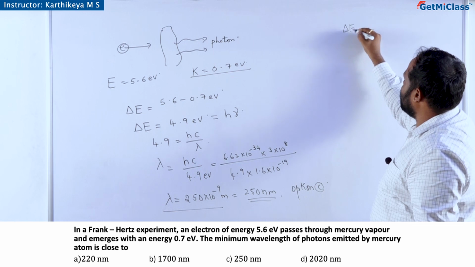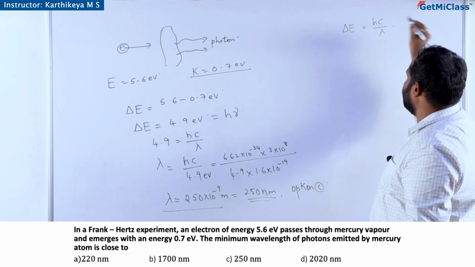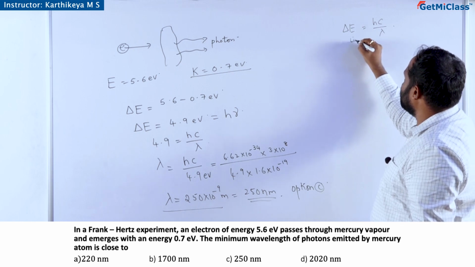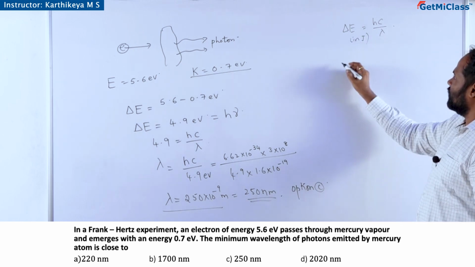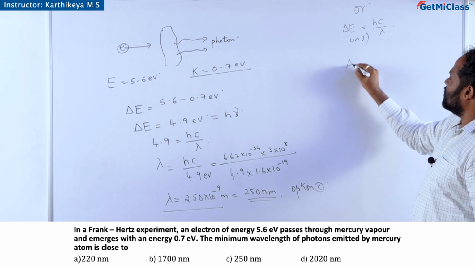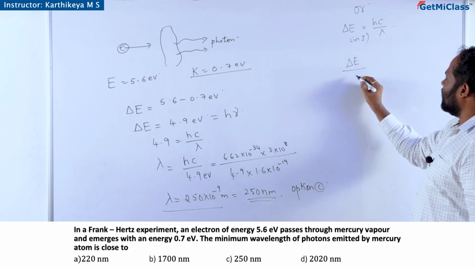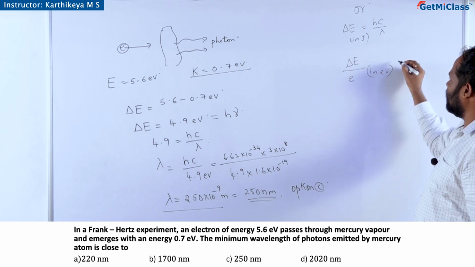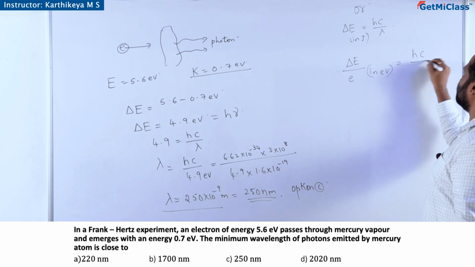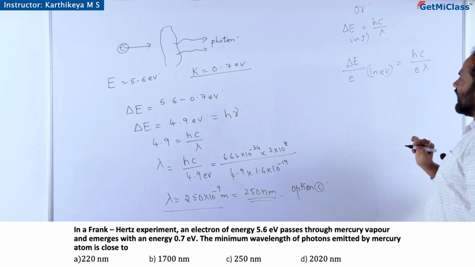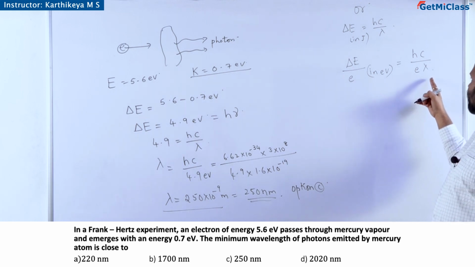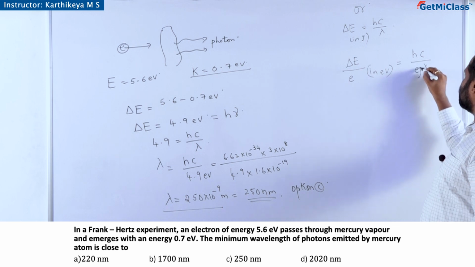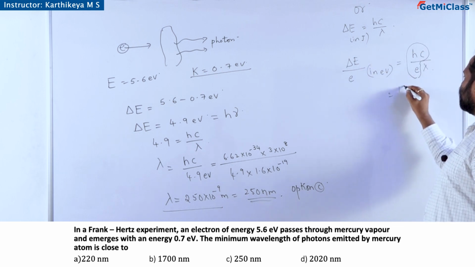So, change in energy is hc by lambda. If energy is given in electron volts, this energy is given in joules. So, there is another method, a shortcut. In electron volt means it is divided by e, then you will get energy in electron volts. Then it is hc by e lambda. hc by e lambda is what you are going to get.